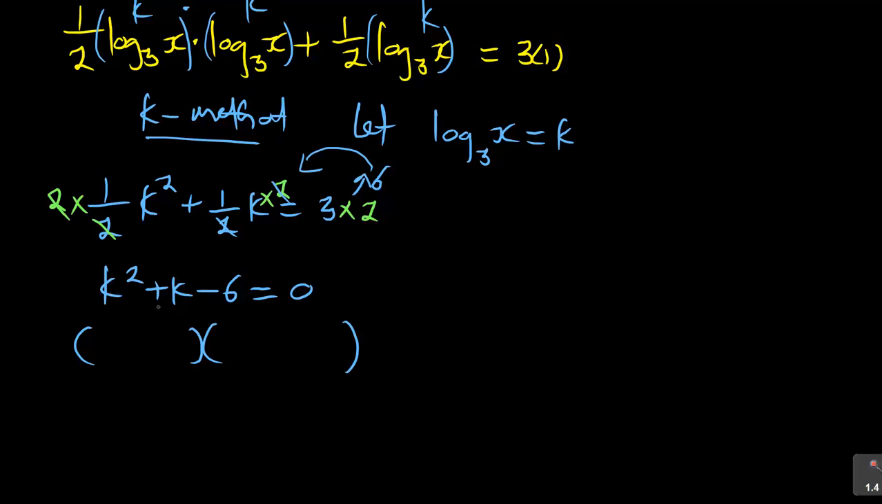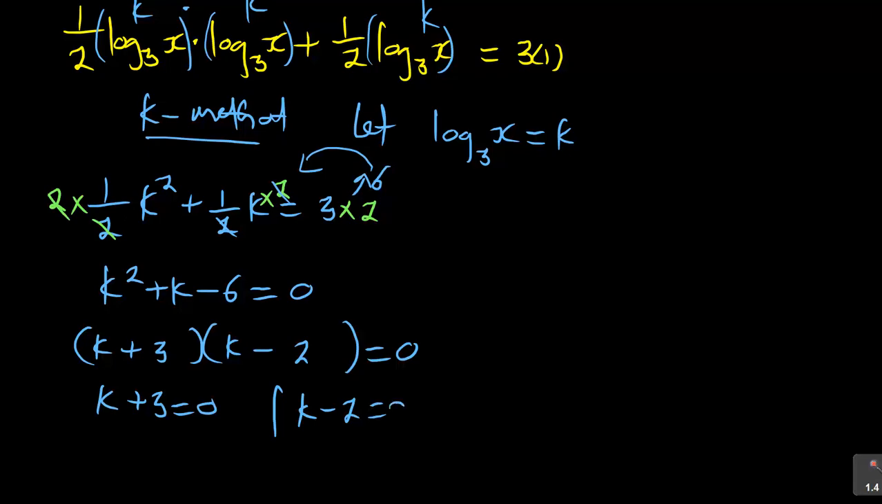I've got K, and I'm using the product-sum method. So I've got plus 3, minus 2, and this is equal to 0. So K squared, K minus 2 plus 3 plus K, this is correct. So I've got K plus 3 is equal to 0, or K minus 2 is equal to 0. Here K is equal to negative 3, or K is equal to 2. So you've got 2 values of K here.